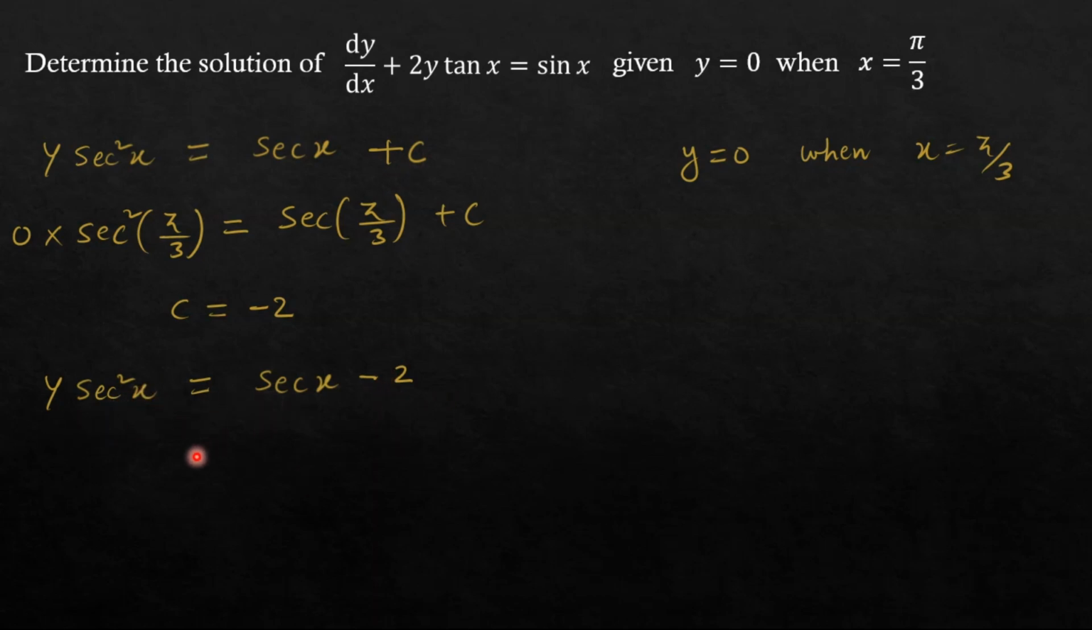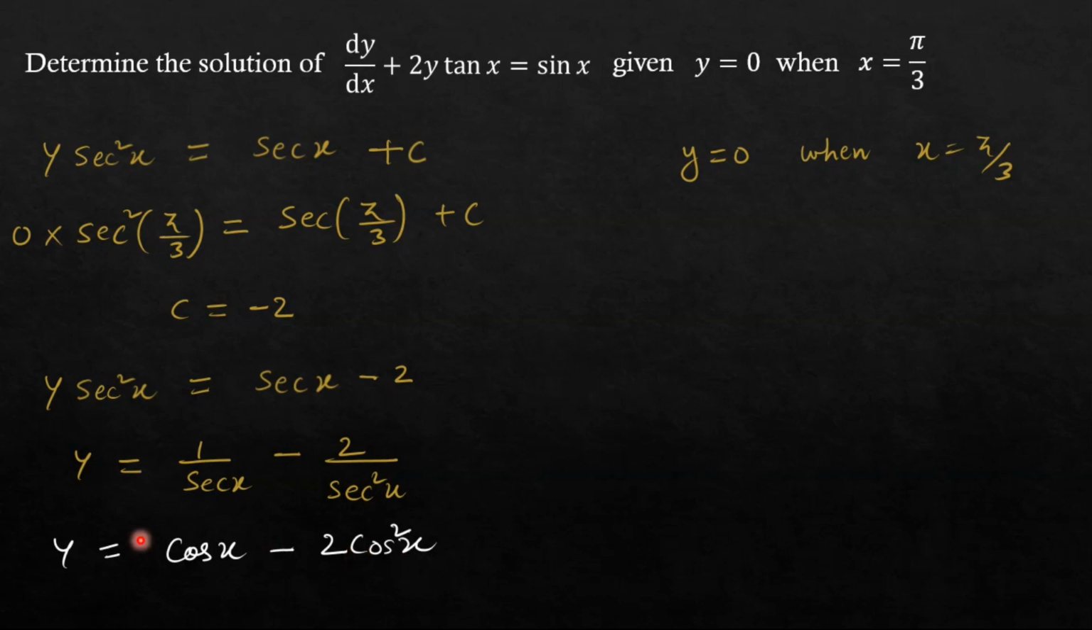I can write this solution in another form as well. What I have done is I have divided by sec square x on both sides. So y is equal to 1 by sec x, which is cos x, minus 2 cos square x. So this is the solution of the given linear differential equation. The first step is to find the integrating factor, then use the formula y into integrating factor is equal to integration of q into integrating factor.